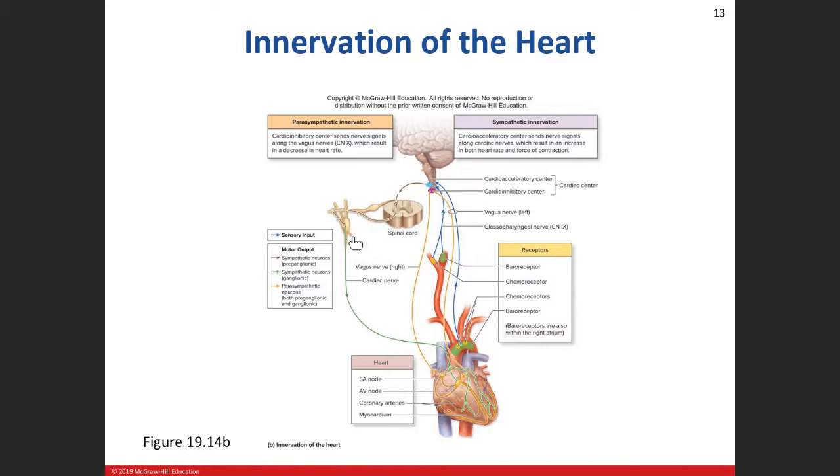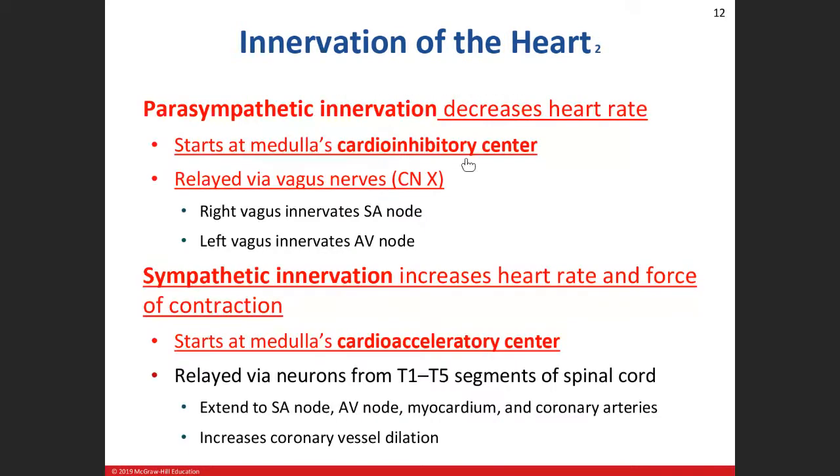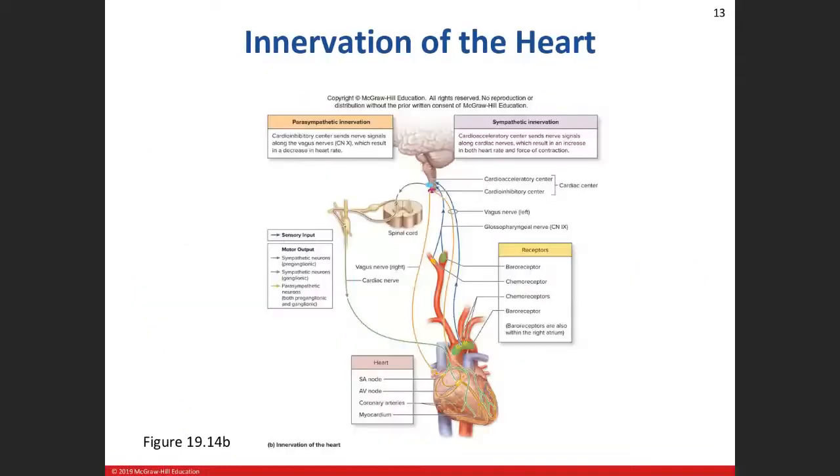And then we can see here we have some branches from T1 through T5 coming from the spinal cord. Our spinal nerves are going to be influencing the SA node, the AV node, the myocardium throughout the heart, and the coronary blood system there. So again, this is just putting into a picture what I had here, giving you a little bit of a heads up.